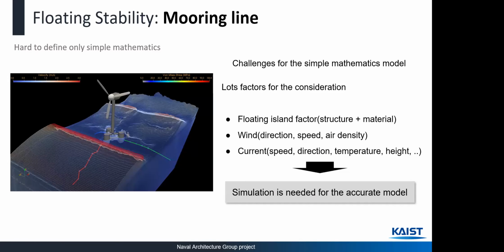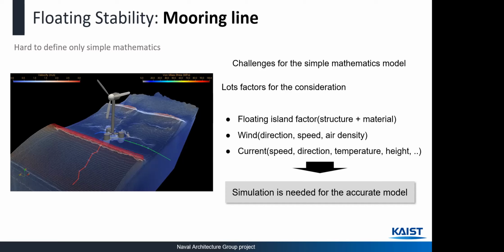However, there are many challenges to calculation with only a simple mathematical model. We can divide the design factor for the floating island into island structure and environment. In the floating island, we need to consider not only structure effects like total density or volume and simple mooring line to the spring, but also material property that prevents cracks caused by the moment made by the wind or current.